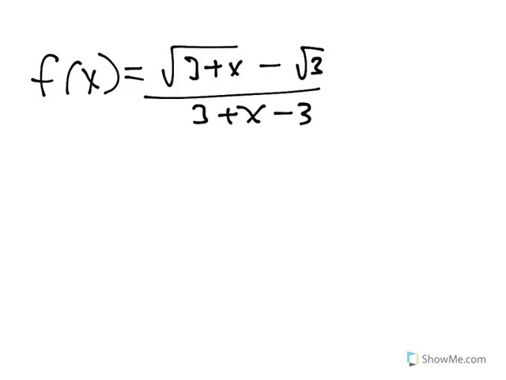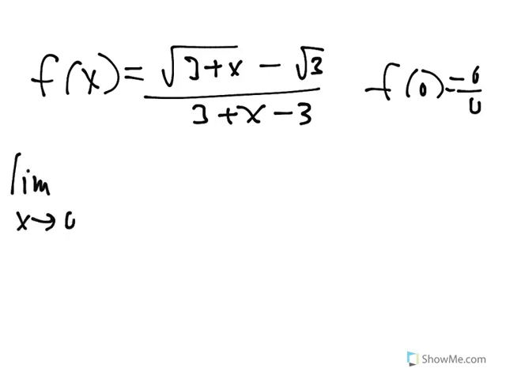Okay, here's another one. This one involves square roots. Again, notice that if you try to put 0 in, f of 0, you'd end up with 0 over 0. Root 3 minus root 3 over 3 minus 3. But that doesn't mean there's not an answer to this question. Limit as x approaches 0 of f of x.